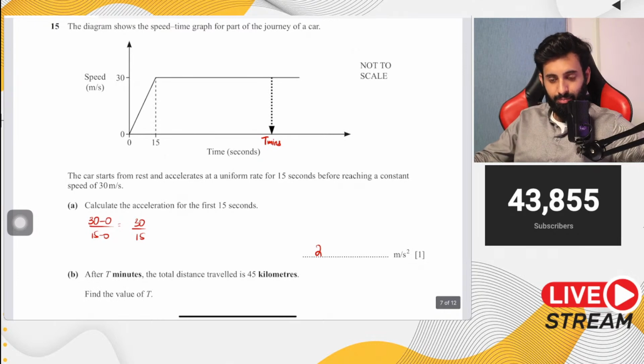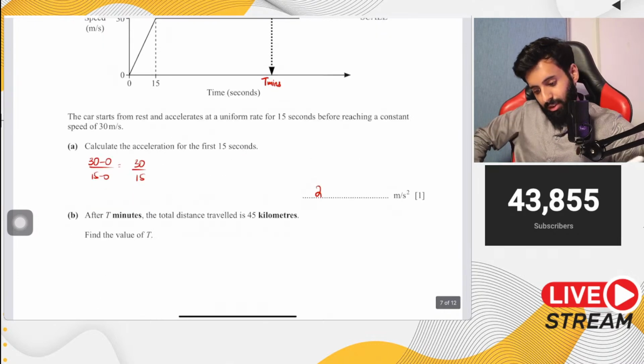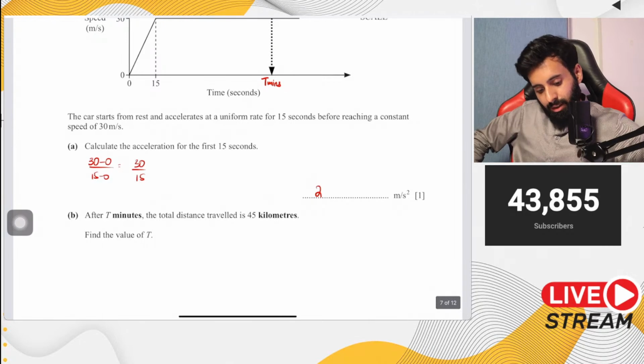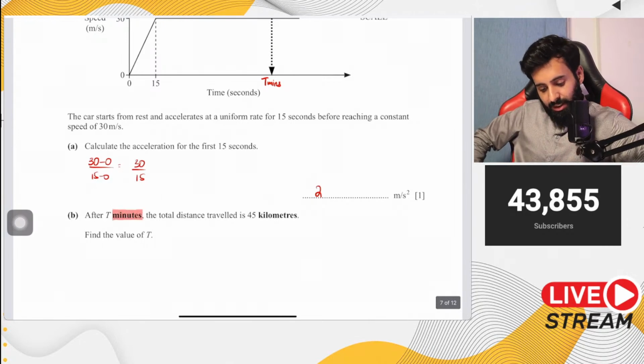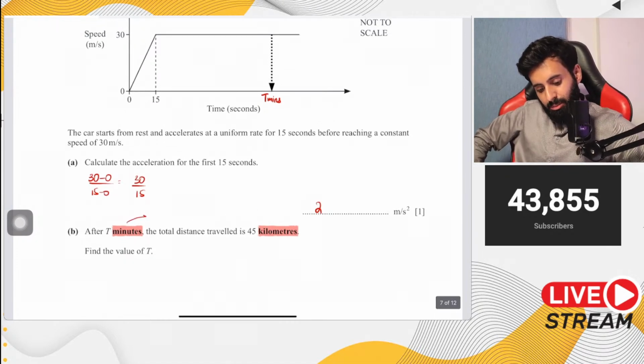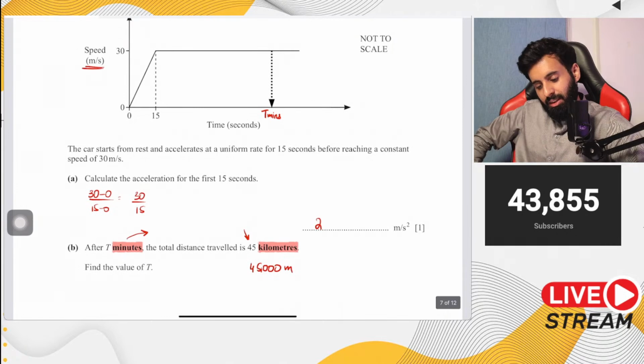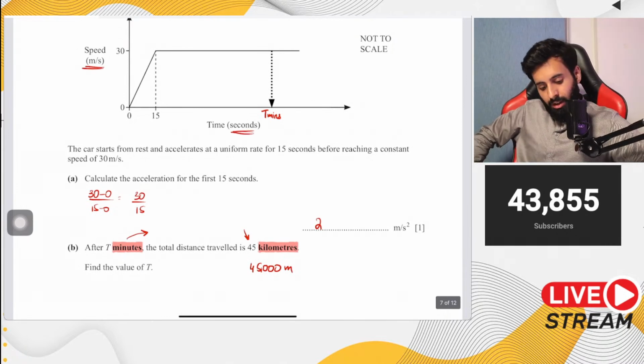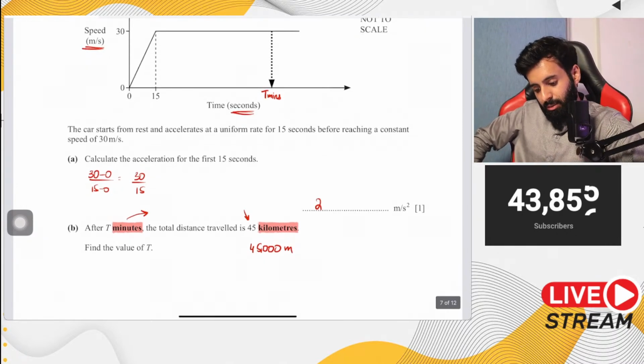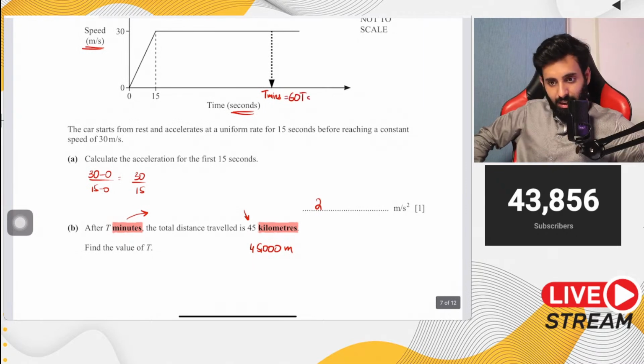Anyway, so the answer is area. So that's what we're going to do. Now be careful. The question has written this in bold letters and this also in bold letters for a very good reason. That's because t minutes need to be converted to seconds when we're finding out the area. And this is 45 kilometers. So when we find the area of the speed time graph, our answer will be in meters because we have the speed in meters per second and the time in seconds. So t minutes are actually equal to 60t seconds.